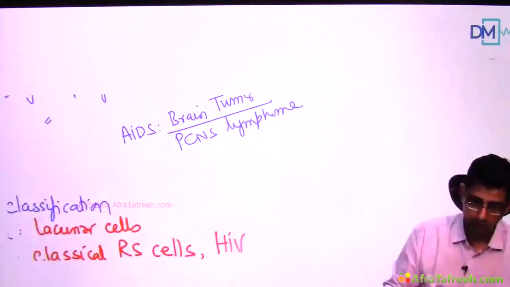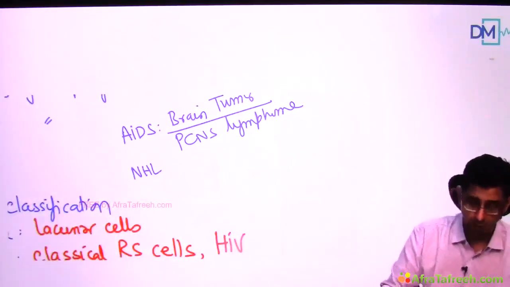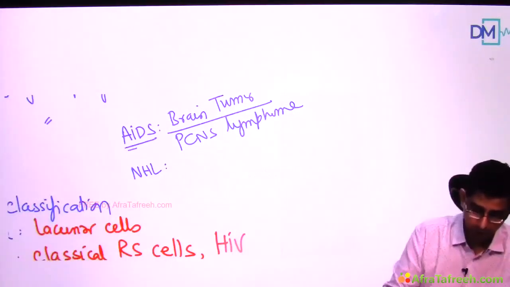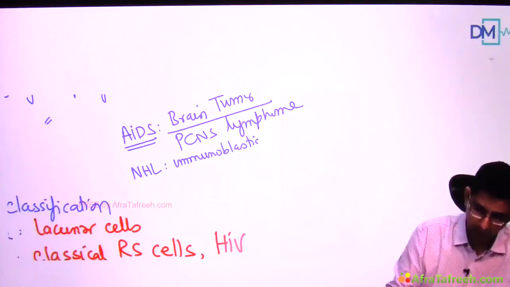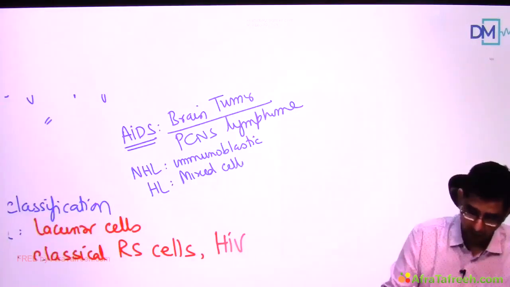AIDS positive or HIV positive patients can also be having a non-Hodgkin's lymphoma. The non-Hodgkin's lymphoma in AIDS positive patients is the immunoblastic subtype. This is a subtype of diffuse large B-cell lymphoma. And the commonest variety of Hodgkin's lymphoma in AIDS positive patients is the Indian variety, that is the mixed cellularity variety. So I repeat the data once again.